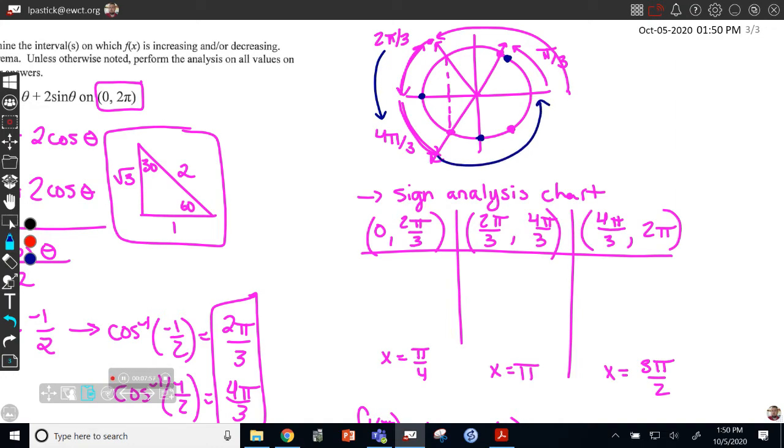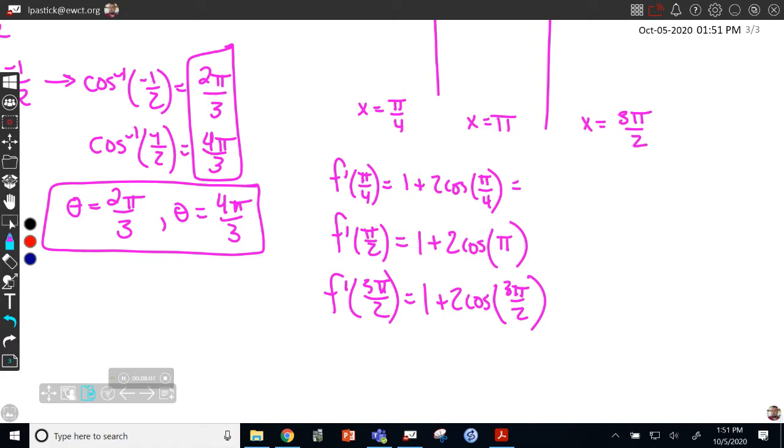So now that I have my values chosen correctly in the intervals, which shouldn't be that much work, but I'm making a big mess here, I'm going to plug those in and see what the signs are, what the values are as far as positive or negative. So I'm down here, 1 plus 2 cosine of pi over 4 is 1 plus 2 times root 2 over 2, so that's going to be positive. Then I got 1 plus 2 cosine of pi.